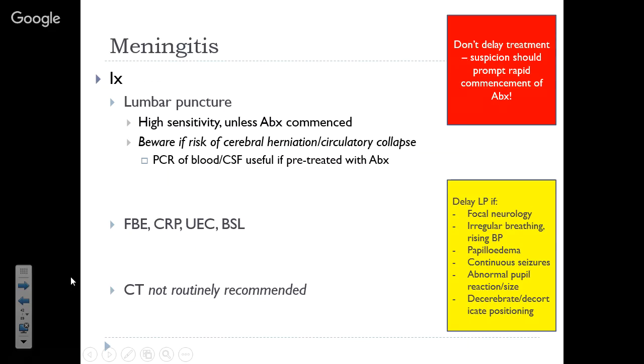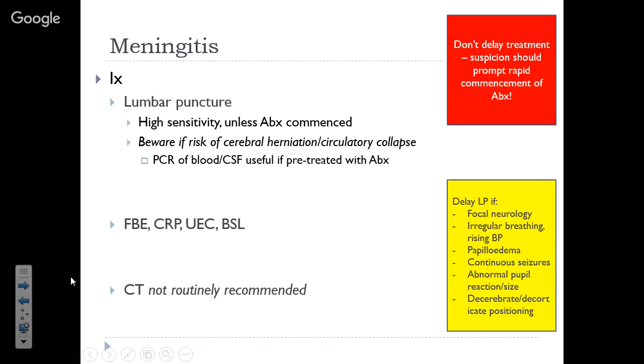Investigations-wise, lumbar puncture is your key investigative tool for identifying the presence of meningitis. Very high sensitivity unless antibiotics have been commenced before that. If antibiotics have already been started, a PCR of the CSF or blood culture is also quite useful. In general, you want to be careful of doing a lumbar puncture if they've got specific symptoms, so papilledema, seizures, or any focal neurology, because there is a risk of coning, cerebral herniation, if a lumbar puncture is performed then. But the general gist is don't delay treatment. If you do suspect meningitis, treatment should be commenced as soon as possible.